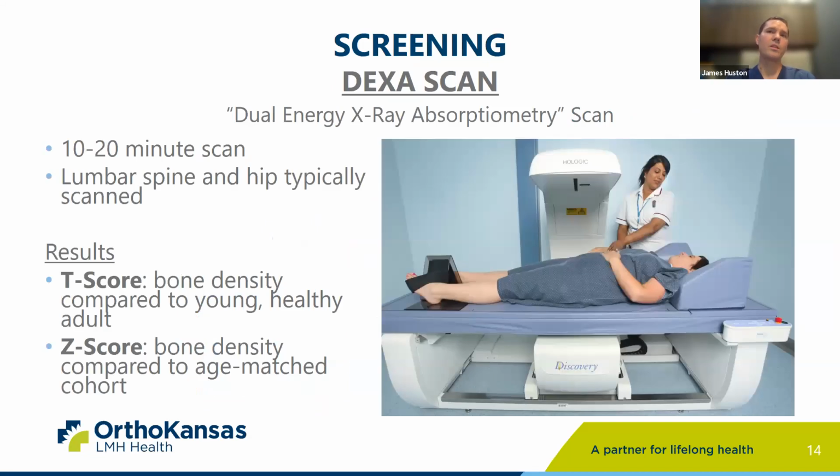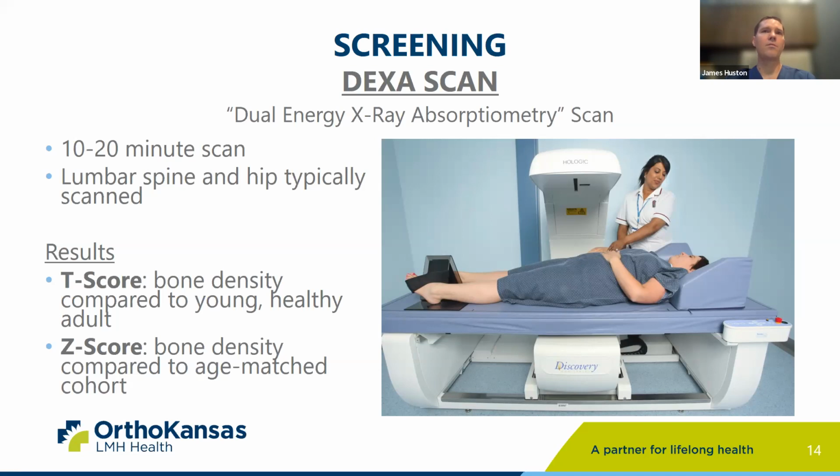So the way that we would typically do that evaluation is a DEXA scan, which is a dual energy X-ray absorptiometry scan, which is why we call it a DEXA scan. Doesn't take long, 10 to 20 minutes. I think probably some people have already been able to experience this, but it most commonly looks at the areas of the lumbar spine and the hip or the proximal femur. There are other areas that can be targeted, especially if there's a concern in another area of the bones, but those are the most common areas.